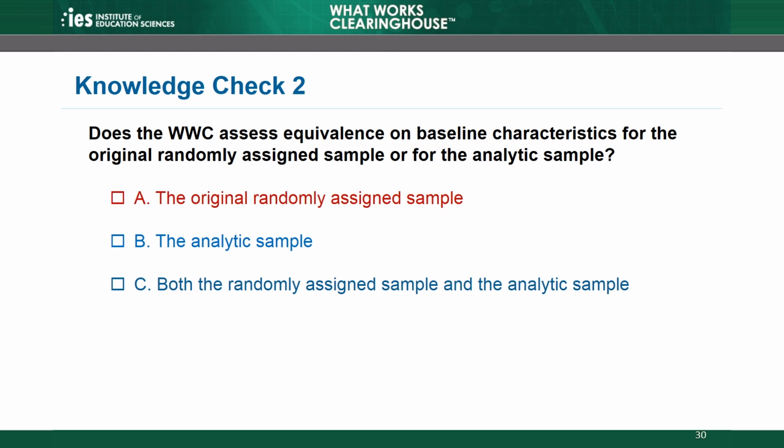Choices A and C are incorrect because the WWC does not calculate baseline equivalence on the original randomly assigned sample. Equivalence of the originally randomized groups wouldn't reflect possible bias introduced by changes to the sample from attrition. The WWC only requires a demonstration of equivalence on the analytic sample to show whether the two groups in the analysis were similar before the intervention occurred.